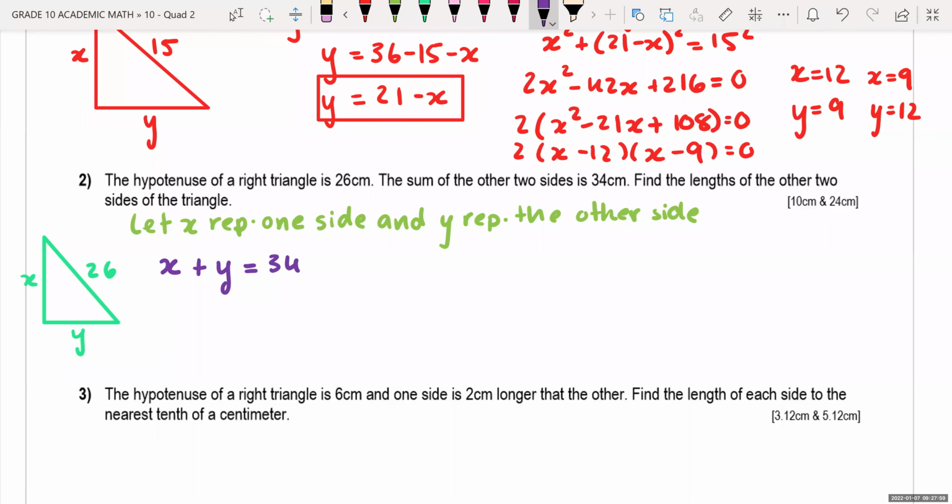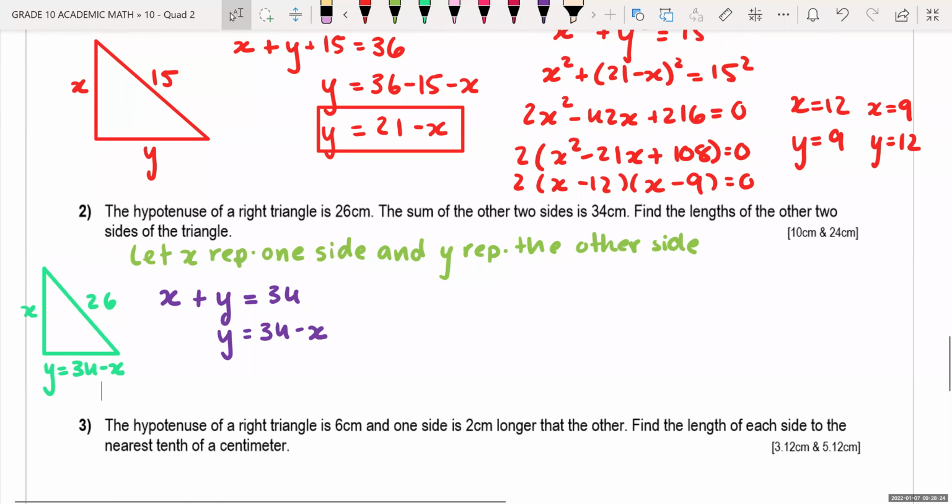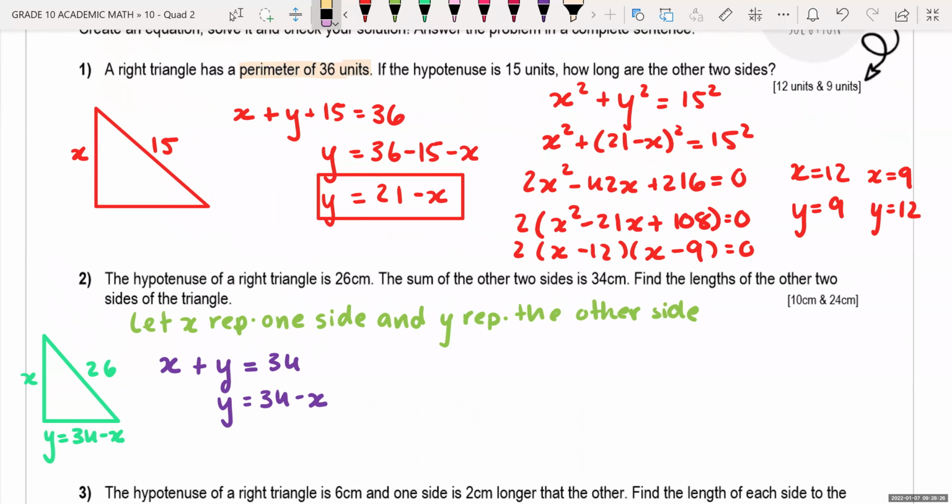Now you can rearrange it for X or Y, it doesn't matter. I kind of have this habit of always rearranging for Y. So I'm going to rearrange this equation so that Y is equal to 34 minus X. Now, if you wanted, you could write this as part of your triangle, because I remember we kind of did that for our rectangle questions. So Y is actually equal to 34 minus X.